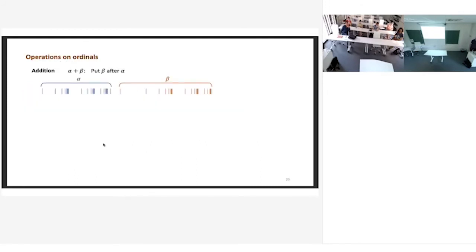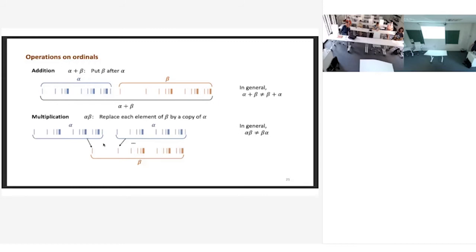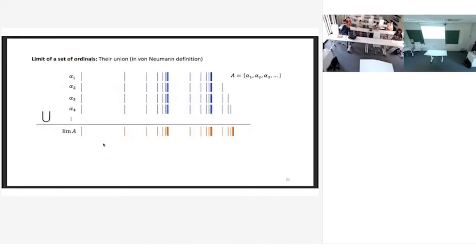You can define operations on ordinals. For example, alpha plus beta is basically putting beta after alpha. And addition is not commutative. You have to be careful. Multiplication, alpha times beta, is you replace each element of beta by a copy of alpha. And this is also not commutative. You can also define exponentiation. There's also the operation of limits. If you have an infinite sequence of ordinals or any set of ordinals, you can define the smallest ordinal that is larger or equal to all of them. And in the von Neumann definition, that will be just taking the union. The limit is the union.